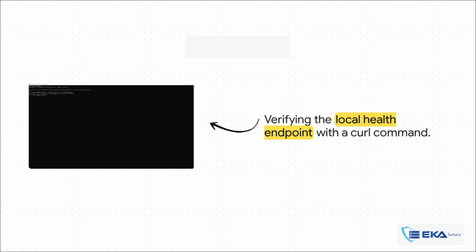But before we introduce complex DNS or TLS layers, we need to validate this local configuration. We do that by executing a simple curl command against our local 8642 health endpoint. Getting that healthy JSON response back ensures the internal Hermes process is fully operational. Rule of thumb: always test locally before you expose globally.